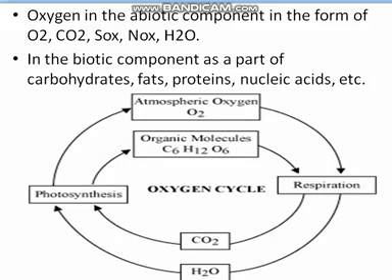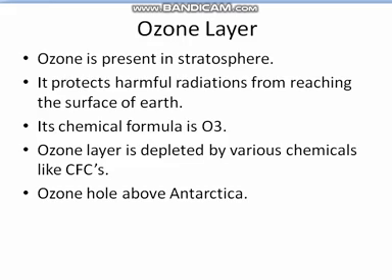Now let's talk about another molecule or another elemental form of oxygen, that's ozone. The oxygen which living organisms use in the process of respiration is in the form of O2. That's two oxygen atoms combined together. But when we talk about ozone, its chemical formula is O3. That means 3 atoms of oxygen are combined together to form one molecule of ozone.